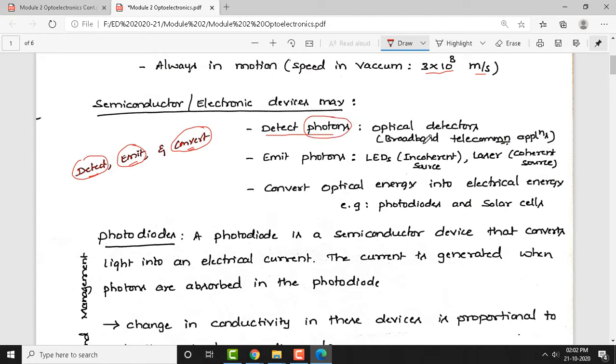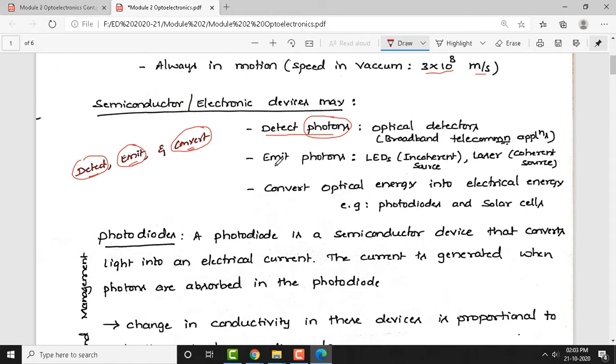If you look at the fiber optic cable, these optical detectors can sense the photons and can easily judge whether they have received 0 or 1, based on light blinking. So, these are broadly used in telecommunication applications, in broadband applications, especially in fiber optic communication.